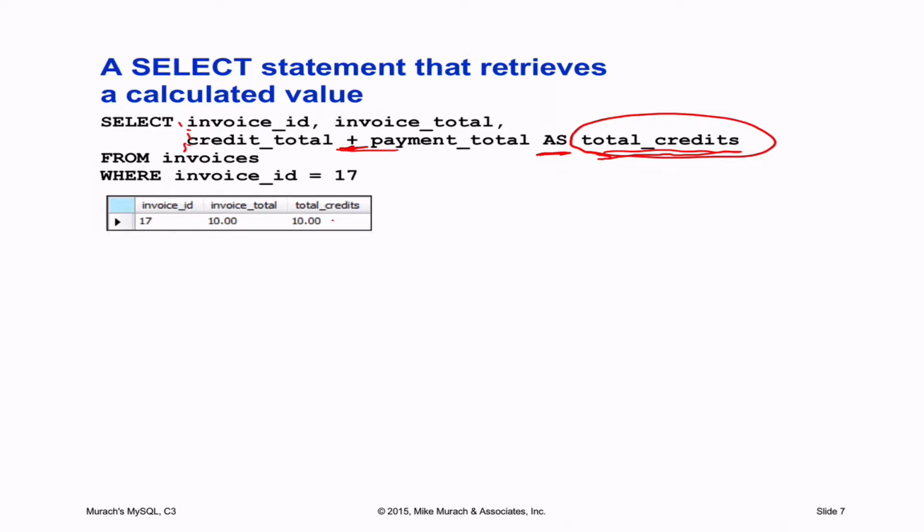And here, instead of returning just the credit total and payment total in separate columns, we're actually adding these together and summarizing those in a new temporary column. Now, this does not modify the invoices table at all. Select statements do not modify data. It just extracts data and presents it in a results view for the user. It's important to know that this total does not get added into the invoices table at all. It's just there for the results.